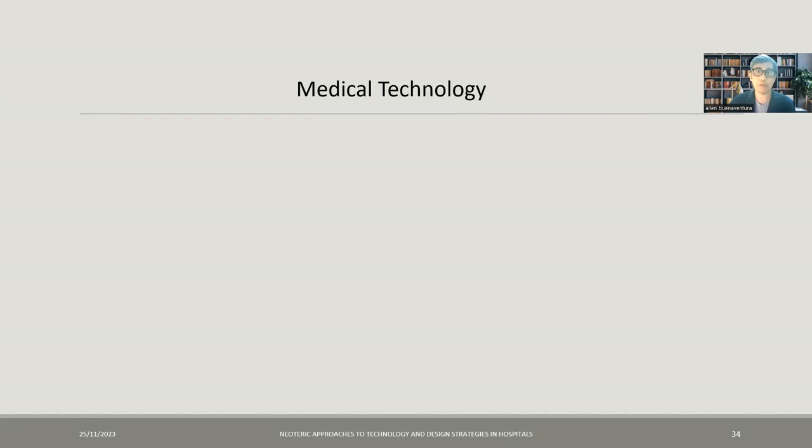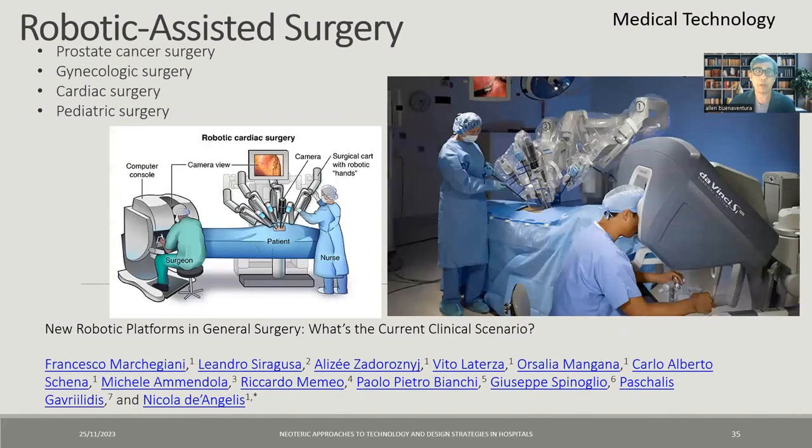Medical technology. The robotic assisted surgery. So this is used in prostate cancer surgery. The Da Vinci surgical system can perform prostatectomies, which involves removing the prostate gland and surrounding tissue. In gynecological surgery, the robotic assisted surgery commonly helps perform hysterectomies or removal of the female reproductive organs.